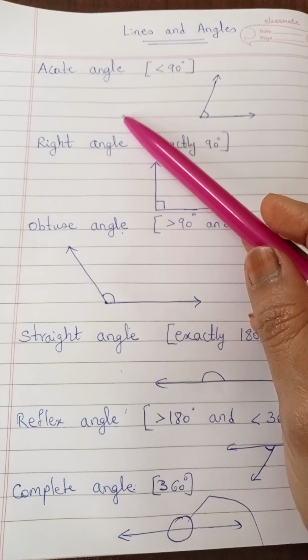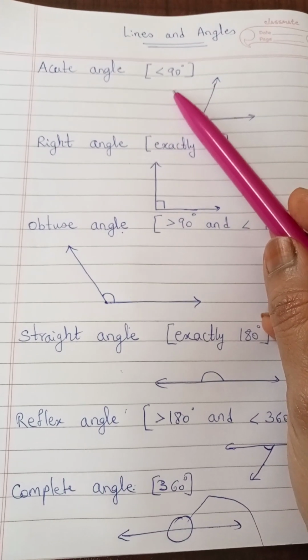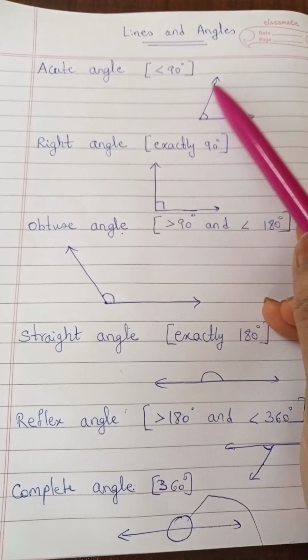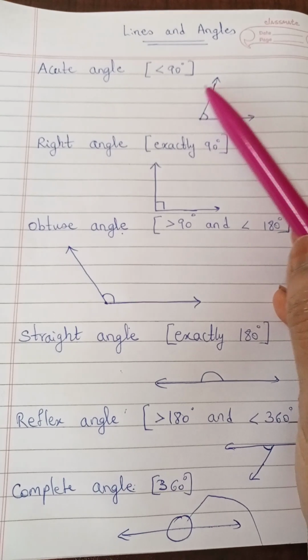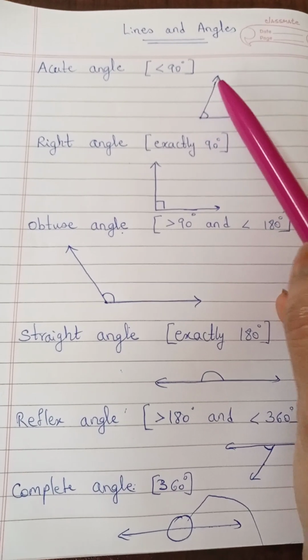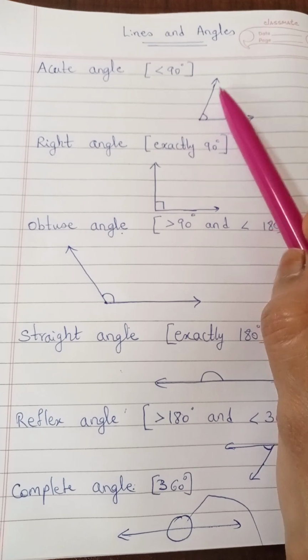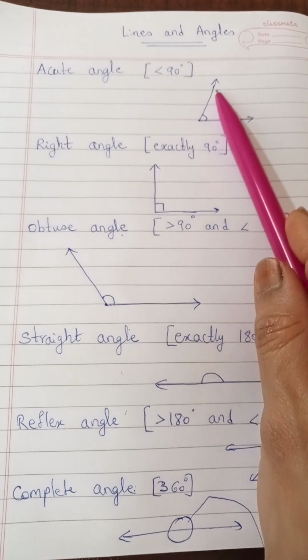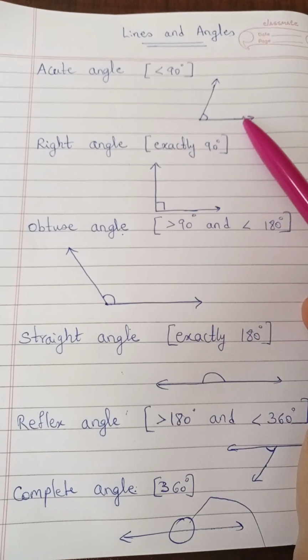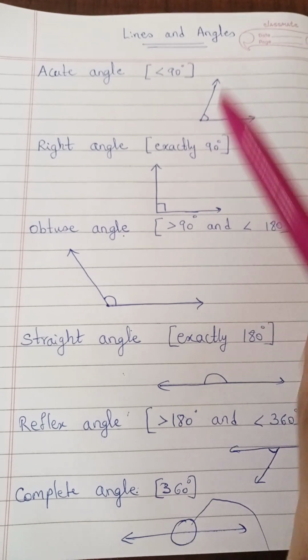So what do you mean by acute angle? Acute angle is always less than 90 degrees. Its shape is like this. It should be less than 90. 90 means straight line, so it should be inside the 90 degree straight line part. So it comes as this shape. It can be lesser than this also, between 0 to 90 degrees.